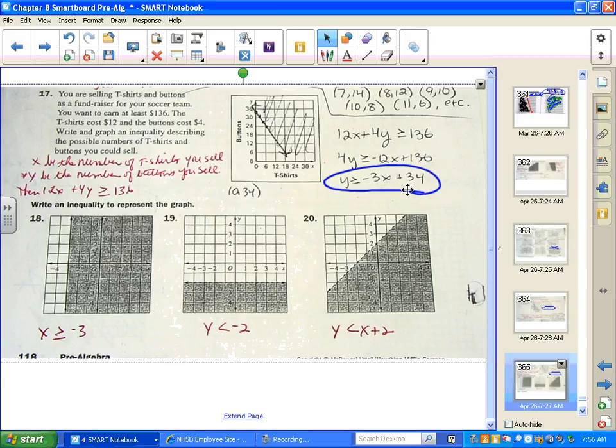But the slope is not 2 over 1. 2 over 1 would mean you go up 2 over 1. That's not the slope. The slope is up 1 over 1. Okay?